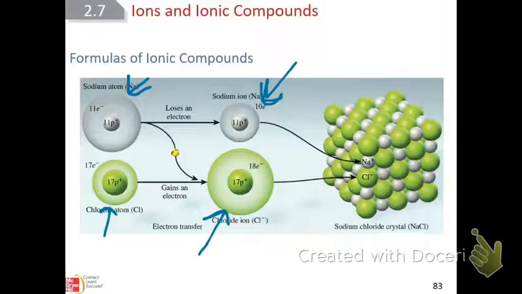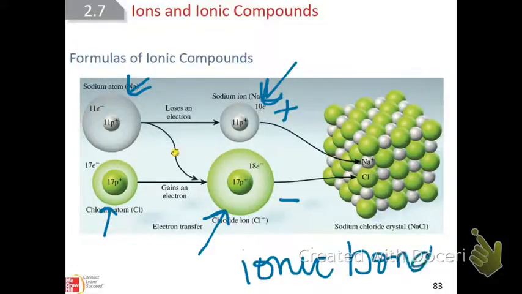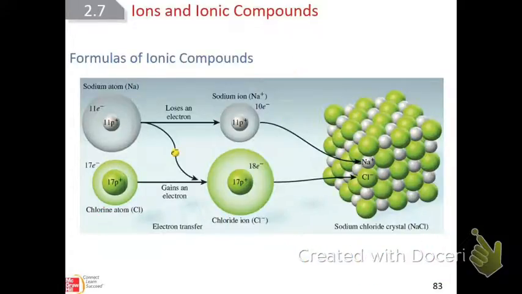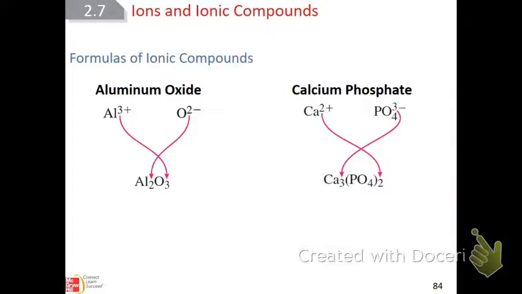And now you have two ions, this one having an overall positive charge, this chloride having an overall negative charge, and now you have opposite charges. And those opposite charges attract each other. And because of that opposite attraction, they form a very strong bond. And that bond is called an ionic bond, or a bond between ions. And that is how ionic compounds form. And they're named very, very simply, and the formulas are very simple to write as well.